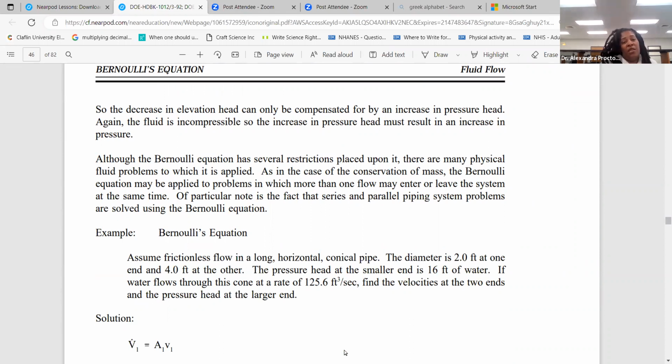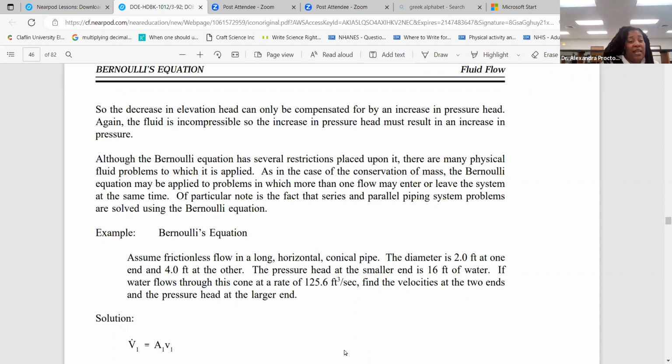And although Bernoulli's equation has several restrictions placed on it, there are many physical fluid problems in which it is applied. As in the case of conservation of mass, the Bernoulli equation is applied to problems in which there is more than one flow that may enter or leave a system at the same time. Of particular note is the fact that series and parallel pipe problems are solved using Bernoulli's equation.